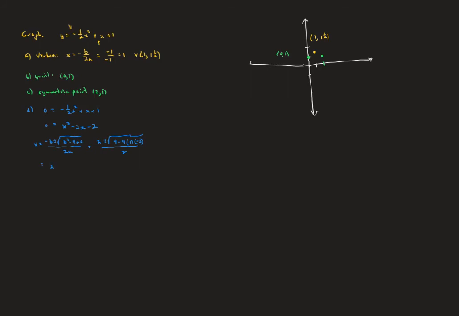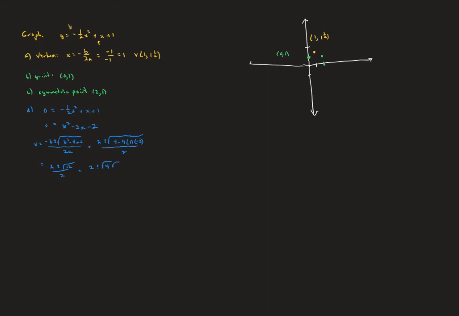So we're looking at that. So we've got 2 plus or minus. See, the 2 negatives are going to make it a positive. 4 times 2 is 8. 4 plus 8 is 12. So we're looking at 2 plus or minus the square root of 12 over 2. Now 12 we can simplify. We can break that down.